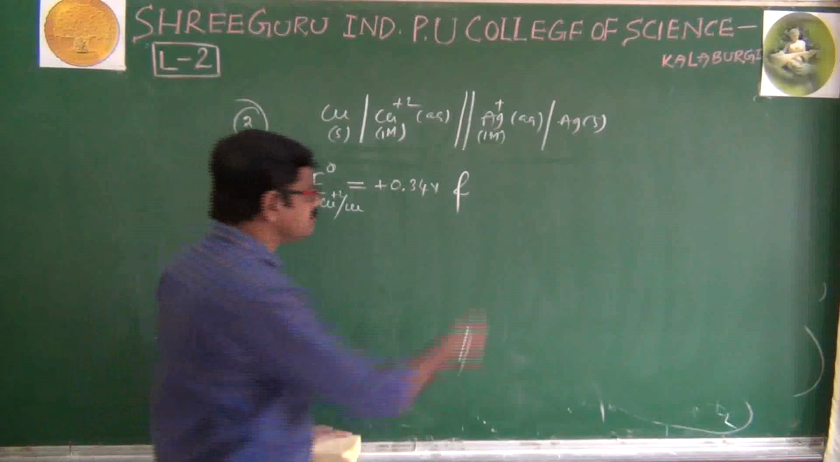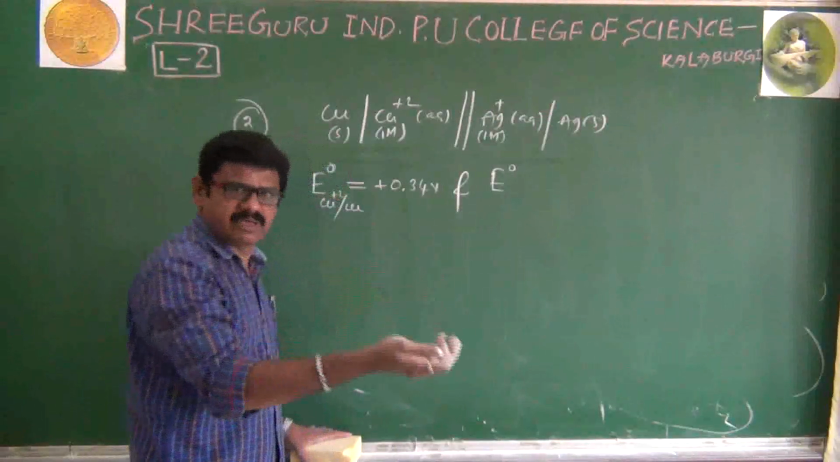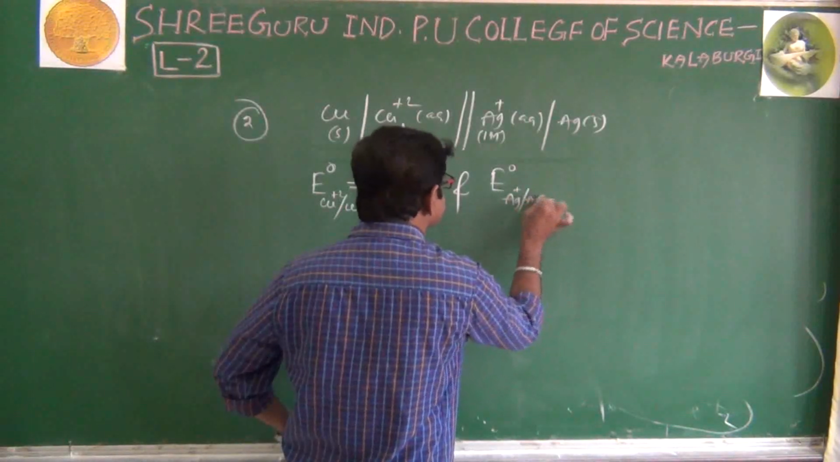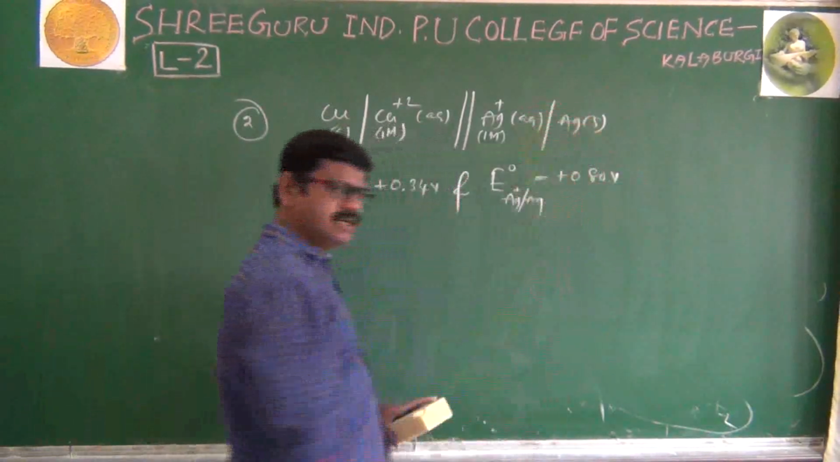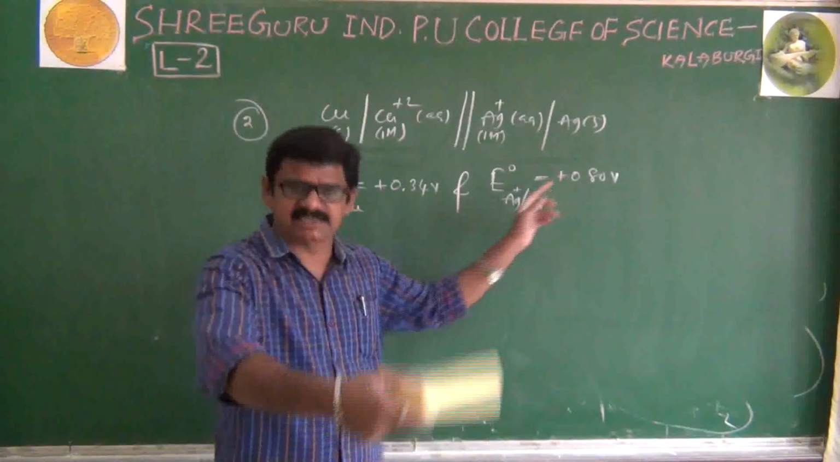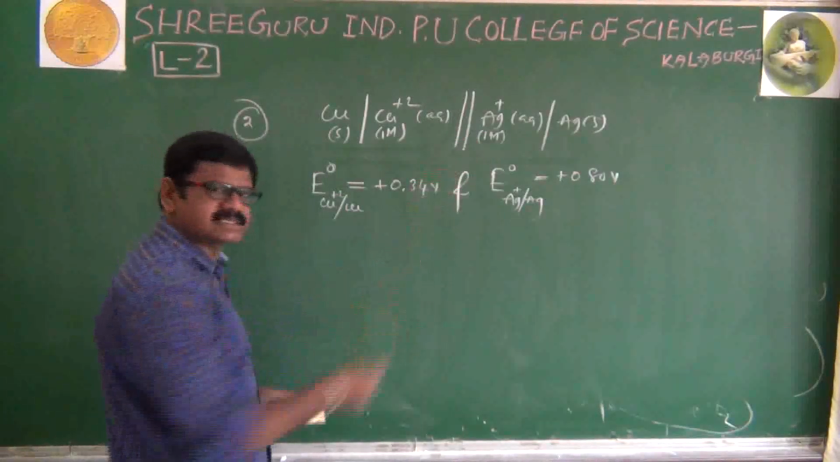Next, E naught, where reduction is taking place, and I am giving the reduction potential only. Ag plus oblique Ag is equal to plus 0.80 volts. I think you are getting how these values are obtained. We will discuss that shortly in the next classes. Now the question is complete.